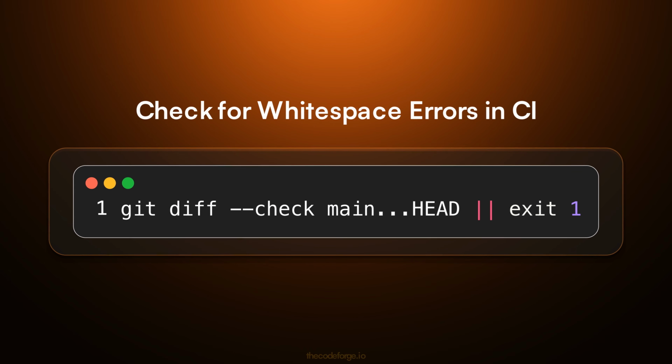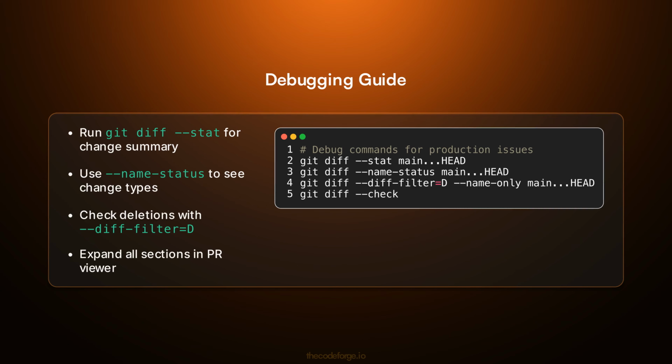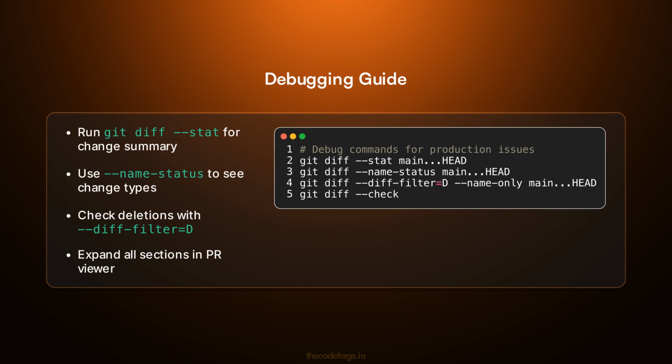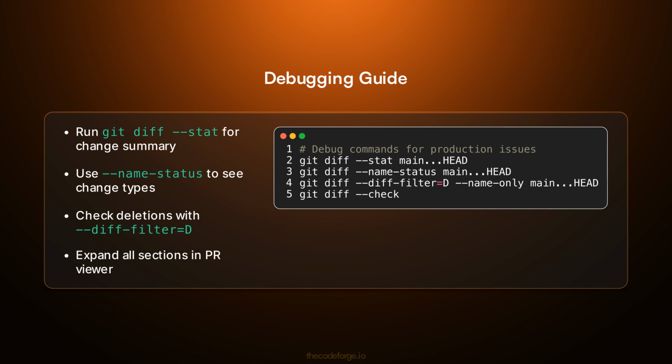The article mentions git diff --check, but doesn't show a CI integration. Add this step to your CI pipeline to fail builds on whitespace errors, preventing formatting issues from hiding functional changes. When debugging production issues, start with git diff --stat to see the change summary. Use --name-status to see the type of change for every file. Check for accidental deletions with --diff-filter=D. And always run git diff --check to catch whitespace errors that might hide functional changes.